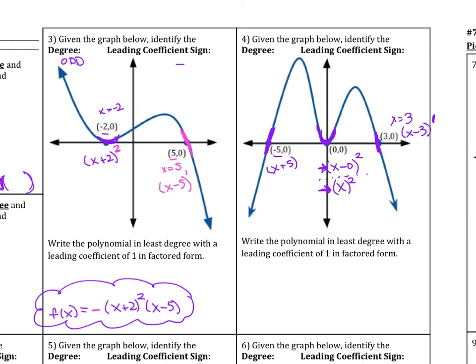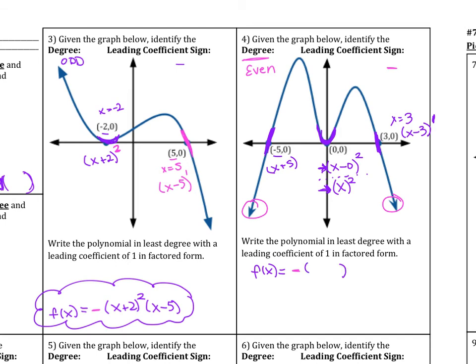Now let's look at the end behavior. So our degree, because the ends are going down and down, they're going the same direction, that means it is even. And the leading coefficient sign, because it's going down, is negative. So if I were to start writing my polynomial, then I know I need a negative in the front.